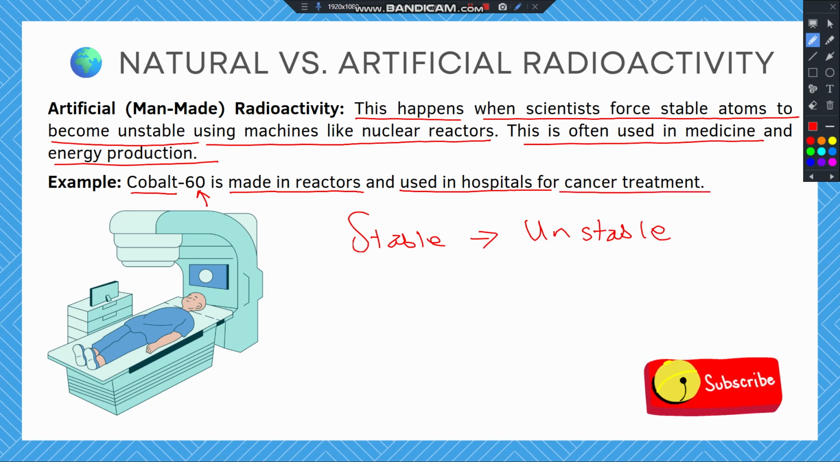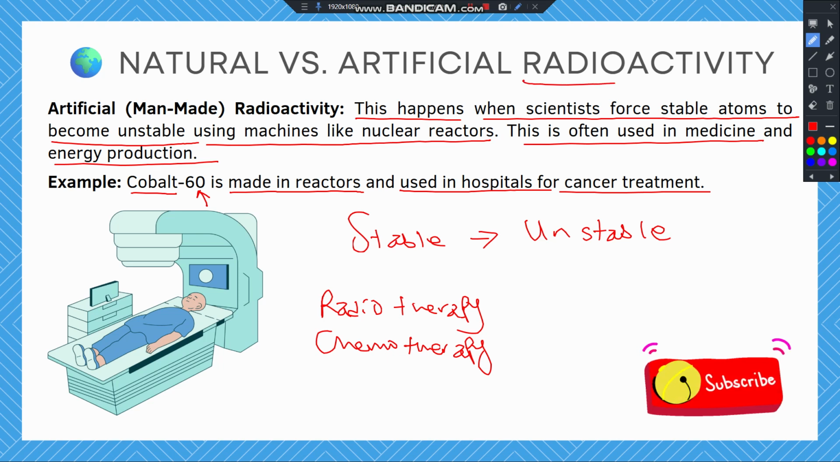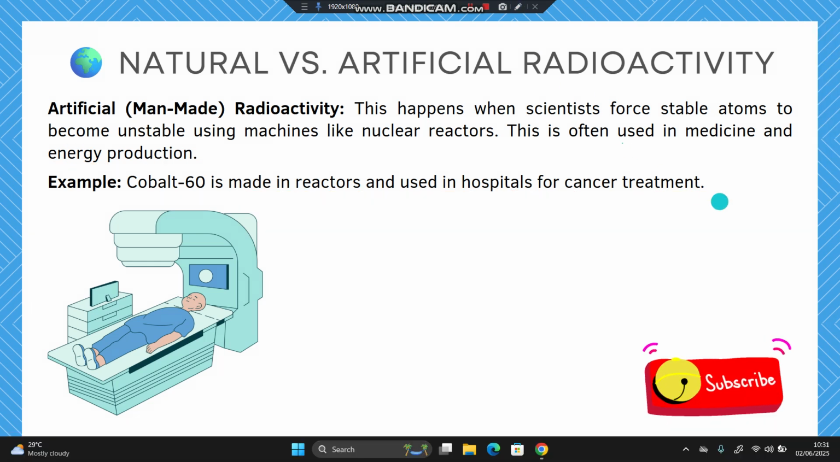Now, in the world of medicine, when they are treating terminal diseases like cancer, you may have heard words like radiotherapy and then words like chemotherapy. These are actually medical processes that use radioactivity, utilizing special elements like cobalt with the mass number 60 in order to fight diseases like cancer. We'll go into more details as we proceed. Just thought to bring that to your view.